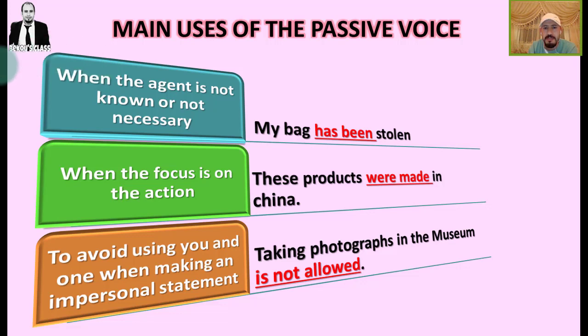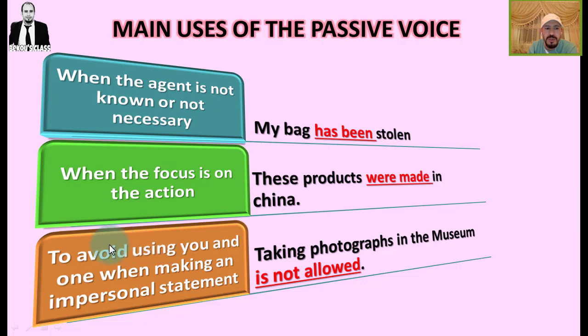For example, here, my bag has been stolen. So here we don't know who stole the bag. I just said my bag has been stolen, my car has been stolen. Number two, when the focus is on the action, not on the person who does the action. For example, these products were made in China. We know that they are made in China, but we focus on the action of the making.